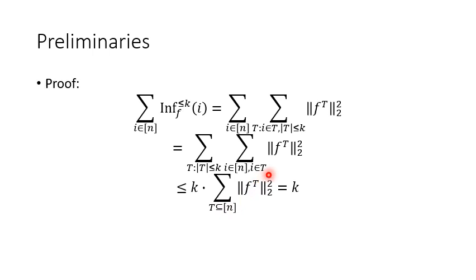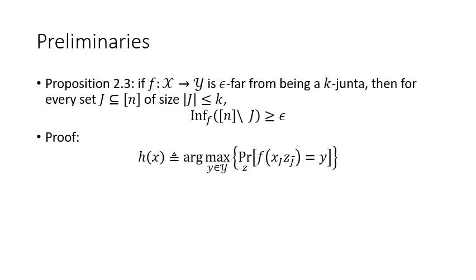And now this sum is equal to 1 because f is pure valued and because of Parseval's theorem. So this is equal to 1, so this whole expression is equal to k. So we have that this sum of influences is smaller or equal to k, and this proves the proposition.